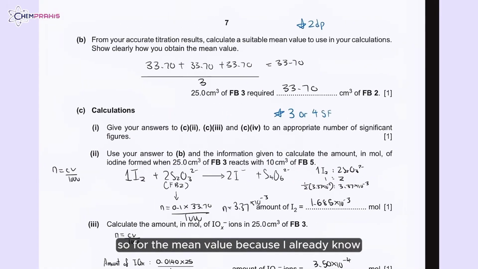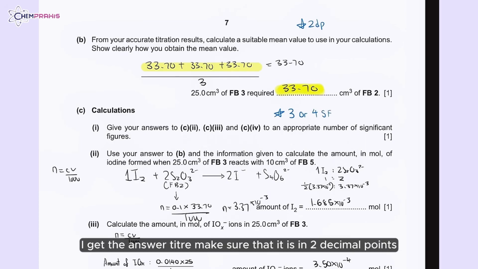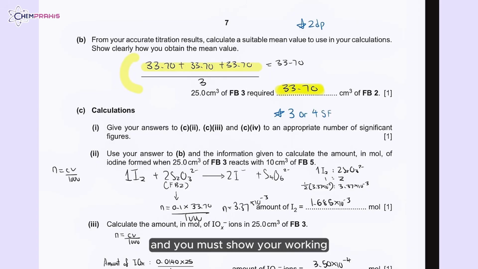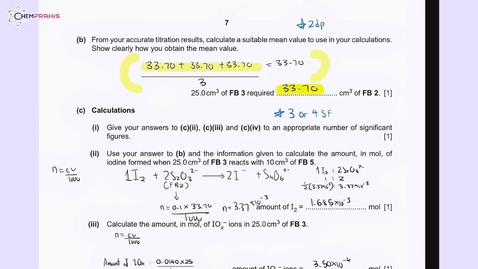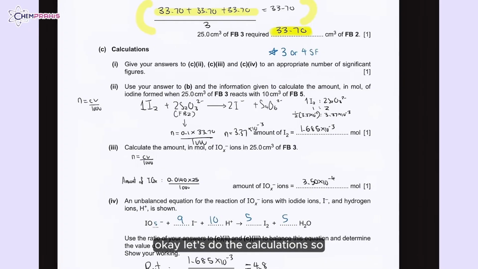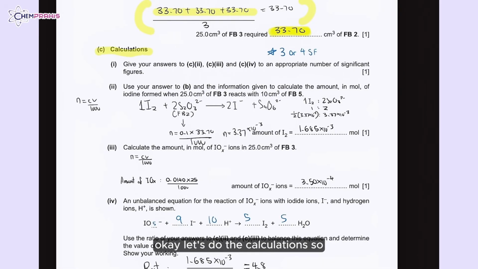So for the mean value, because I already know that 33.70 is the correct answer, I just copy it down and divide by 3 to get the answer. Make sure that it is in 2 dp and you must show your working. Okay, let's do the calculations. For calculations, make sure that it is in 3 or 4 significant figures.